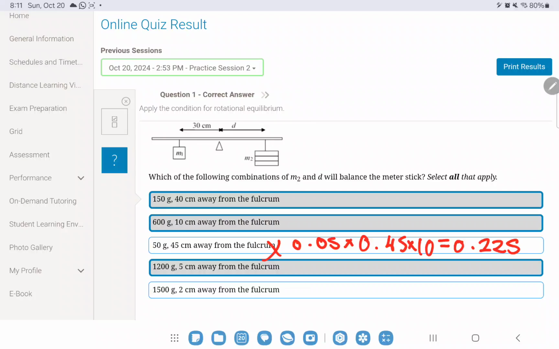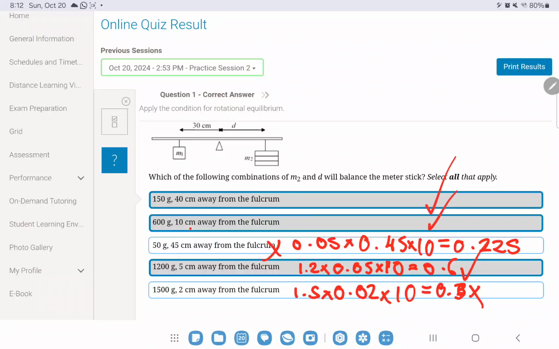Now 1200 grams, which is 1.2, times 0.05 times 10 gives us 0.6. And this one, which is 1.5 times 0.02 times 10, gives us 0.3, which is not 0.6, so it is wrong. So these are the only three that give us 0.6. These are the only correct three. Now let's move on to the next question.